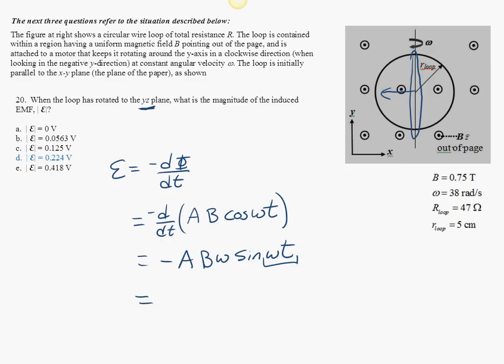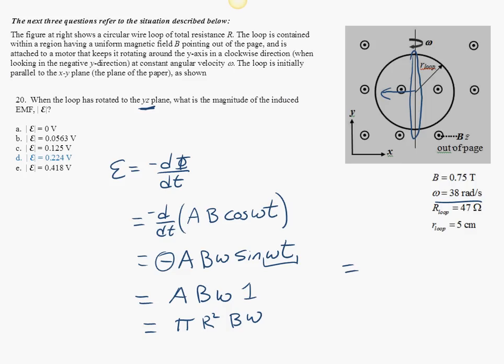So I'm just going to drop the minus sign there just because we only care about the magnitude. So the area of the circle, the magnitude of the magnetic field, the rate at which we're rotating it, and then I have the sine of 90 degrees, which is just 1. So the area of the loop is just going to be pi times r squared. The magnetic field, they told us, is just B and omega. They've also told us, so I'll leave that there.